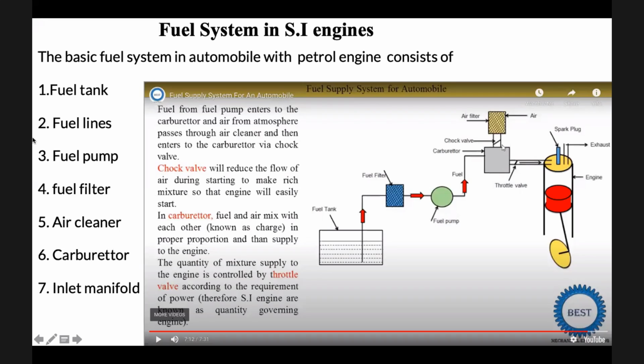Yeah, carry on. Sir, important components in a fuel system: fuel filter, fuel pump, carburetor, air filter. At the same time, you can explain the working also.